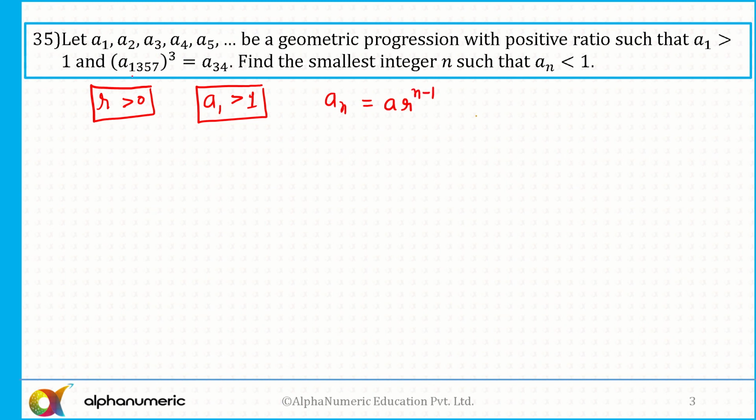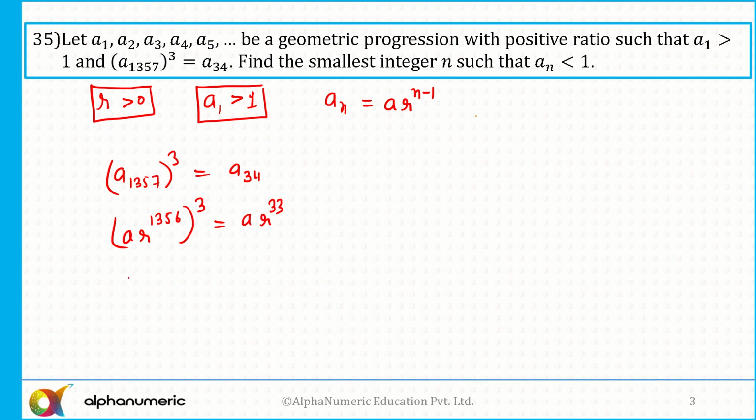And it also says that A1357 cube of this is equal to A34. So what is A1357? That is A into R raised to power 1356. So A into R raised to power 1356 whole cube. And what is A34? The 34th term of this series. That is A into R raised to power 33. So the 34th term of this series is going to be 33 here.